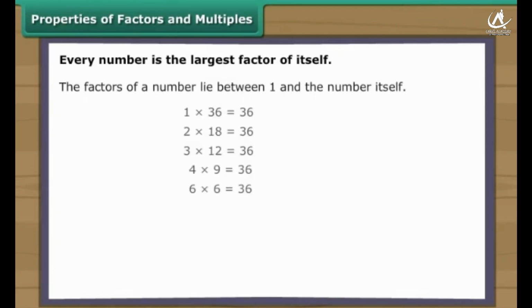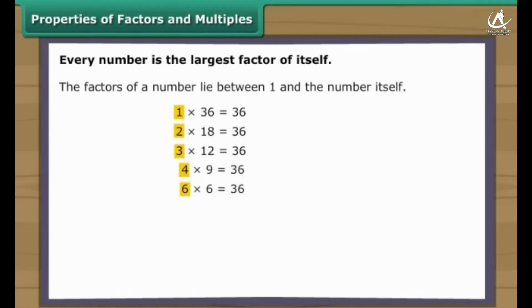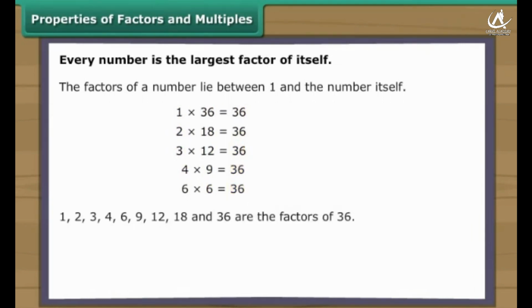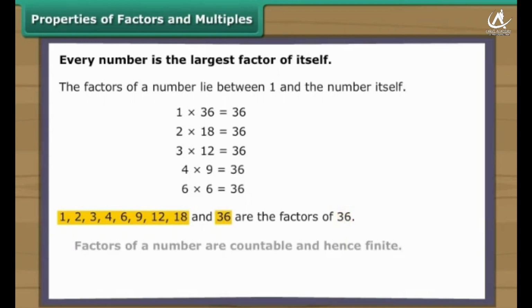The factors of a number lie between 1 and the number itself. For example, let us look at the factors of 36. 1, 2, 3, 4, 6, 9, 12, 18 and 36 are the factors of 36. Therefore, the factors of a number are countable and hence finite.